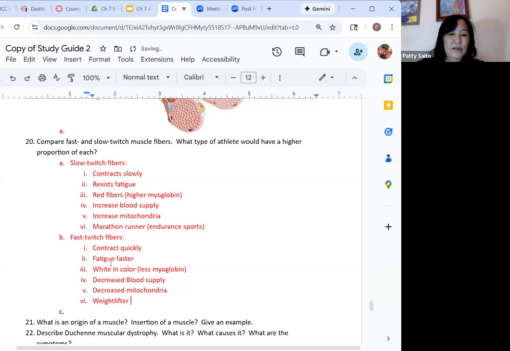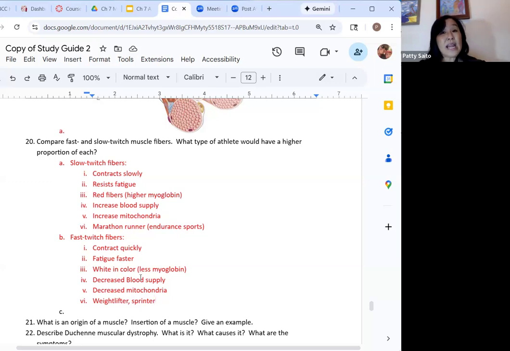Okay, so weightlifter, sprinter. A sprinter versus a marathon runner would have different proportions of these different fibers. So this is a genetic thing. Some people are born with more fast twitch fibers, and so they're going to be better at running fast and things like that. And then marathon runners have a higher percentage of these types of fibers. And a lot of it is genetic, so sorry.